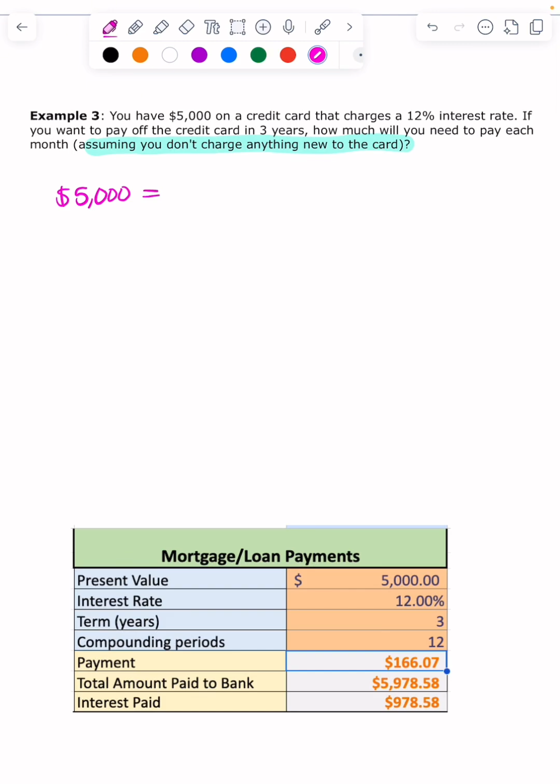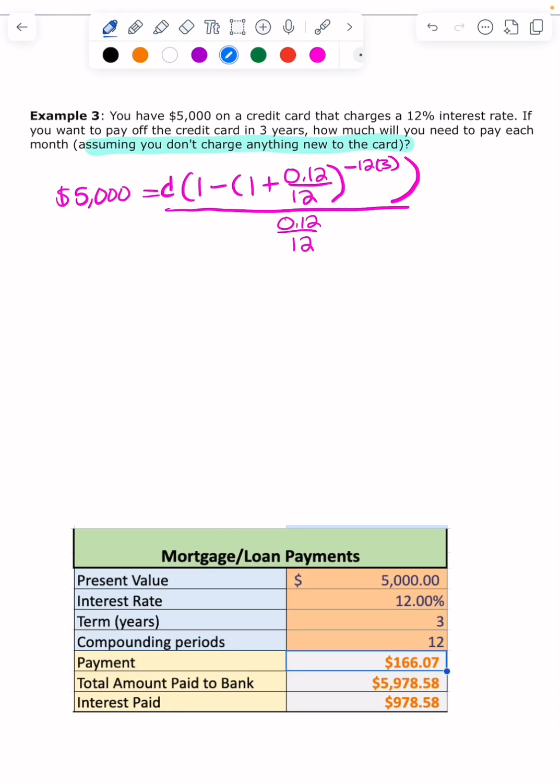$5,000 equals D parentheses, this is all in the top, 1 minus parentheses 1 plus 0.12 divided by probably 12. Yeah. Parentheses to the negative 12 times how many years? 3. Close the parenthesis. And then in the bottom, it's just repeating that R over K again. So 0.12 over 12.